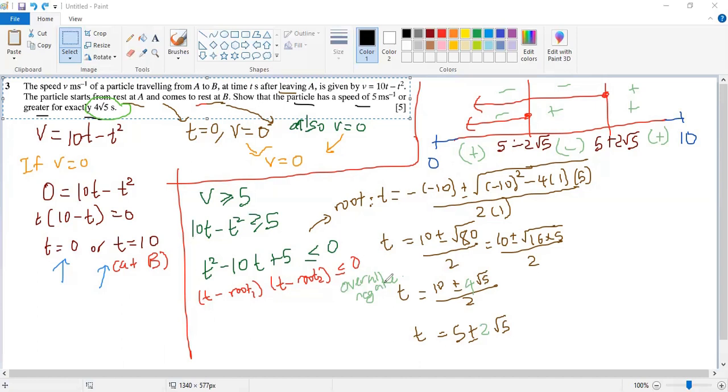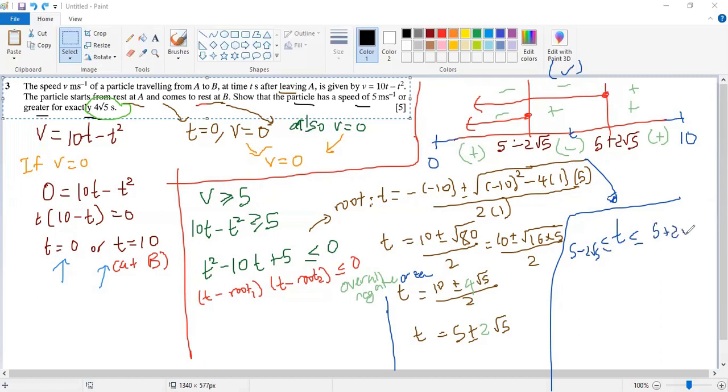Okay, so now we want to choose the value where it's overall negative or 0. So the overall negative or 0 part is only the middle part. So I put a tick. That means the t is something like here. So from here, we choose this. We write the range. So t is between 5 minus 2 root 5, maybe can equal, yep, and then less than or equal to 5 plus 2 root 5. So within that range, it is where the velocity is overall greater than 5.